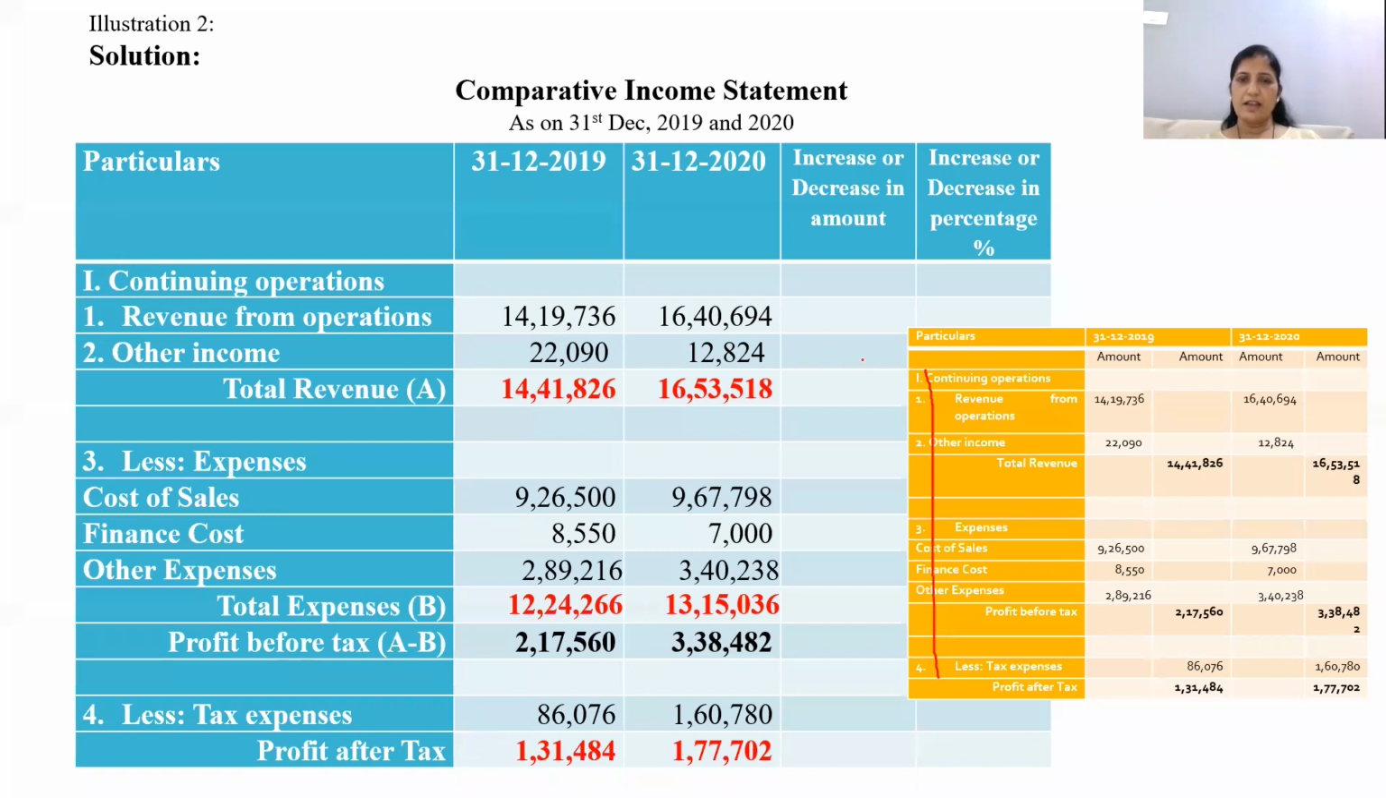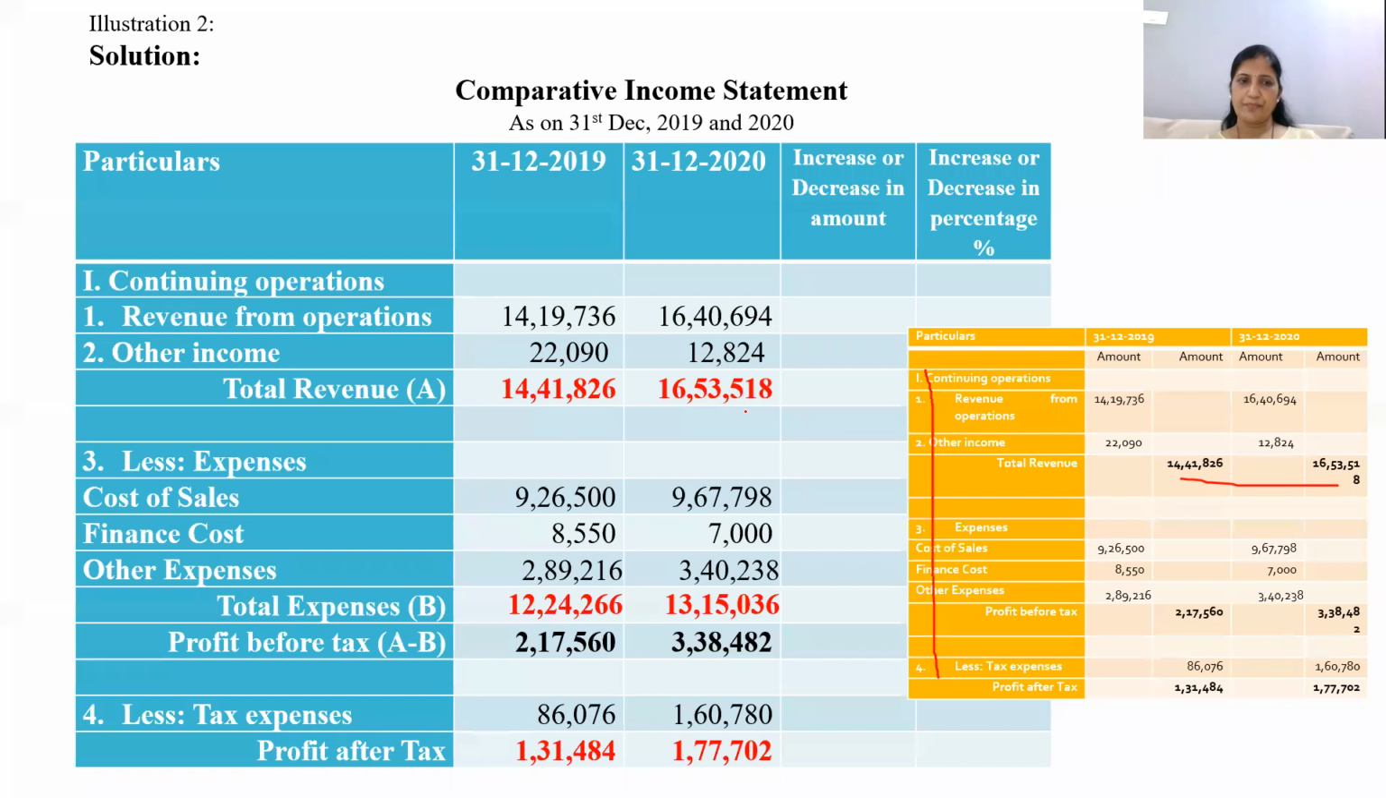See here, the figures I have copied. Revenue from operations 14 lakhs 19,736. Here it is 16 lakhs 40,694. Other incomes, you see here, these figures I have taken here. 22,090, 12,824. Total revenue I have written. This also is given in your problem here. This I have written 14 lakhs 41,826.